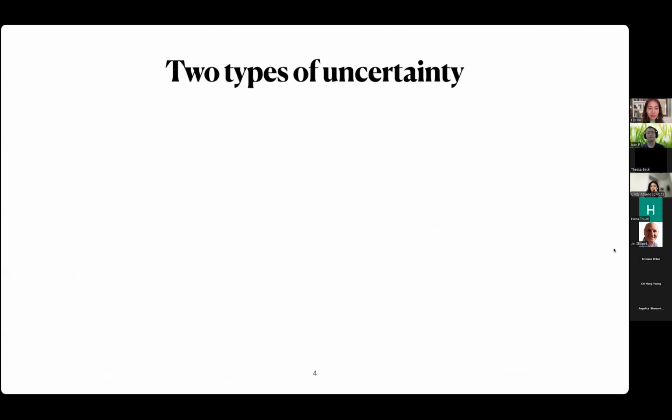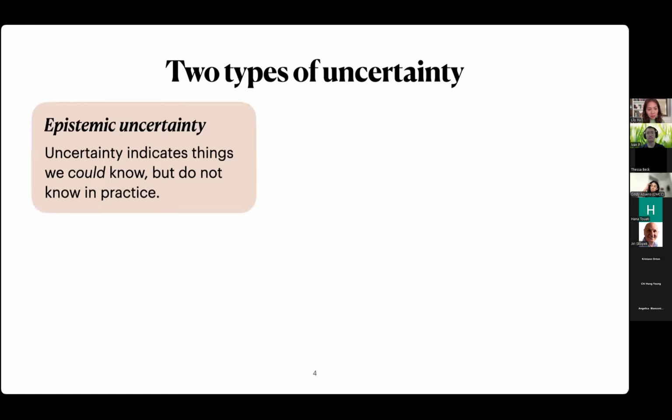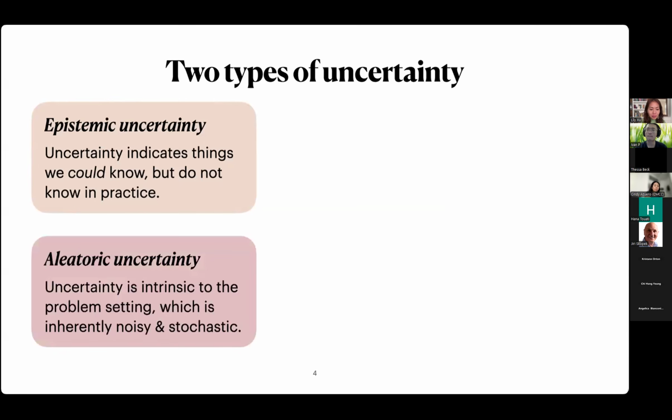When we're talking about uncertainty for intervention design and planning, there are two key types of uncertainty that we can consider. One of them is epistemic uncertainty. This refers to uncertainty of things that we could know but do not know in practice. And aleatoric uncertainty is uncertainty that is intrinsic to the problem setting, which is inherently noisy and stochastic.